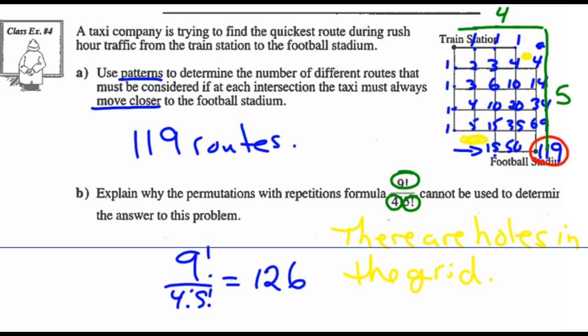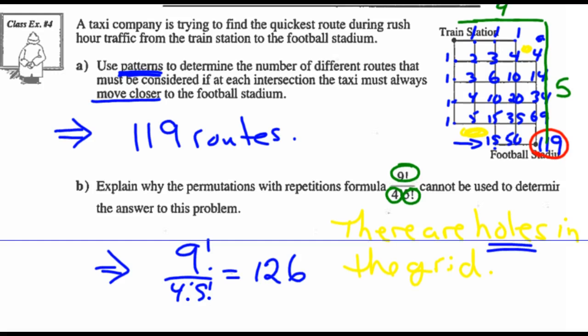So if we don't know how to use Pascal's triangle, and we don't know how to do the pattern, then we can't always get the right answer. We may get it most of the time, but it doesn't always work. As soon as there are holes in the grid, we are in trouble. We need to know Pascal's triangle pattern.